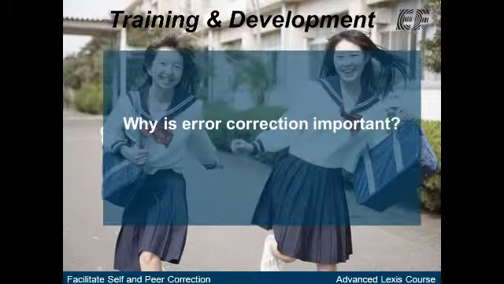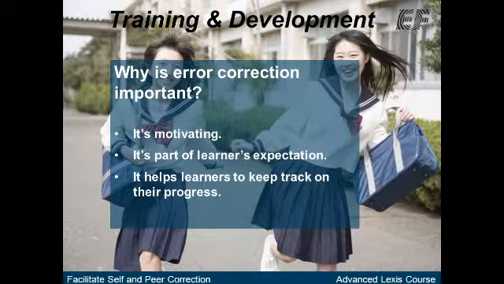But on the other hand, Lewis suggests that error correction is not important to learners' learning progress at all. He argues that error correction is time-consuming and often inhibits students, according to his book, The Lexical Approach. I disagree with Lewis because error correction is motivating. It's part of learners' expectation. It helps learners to keep track of their progress.